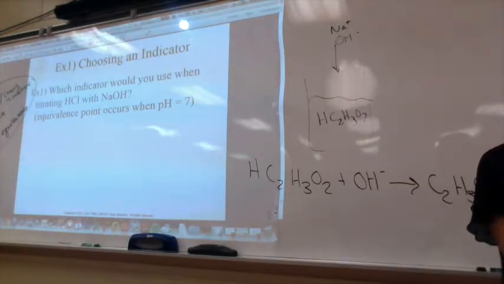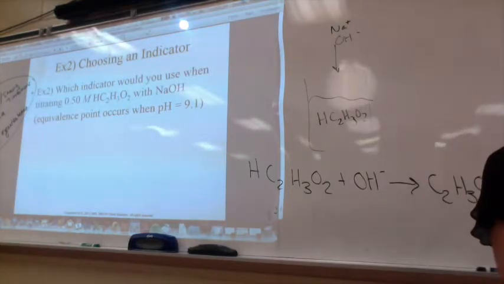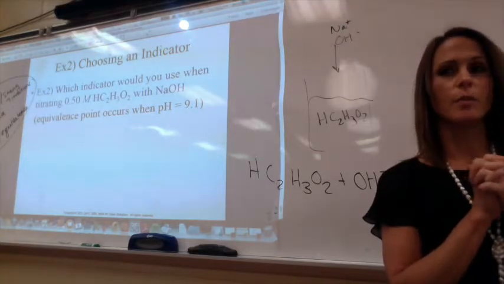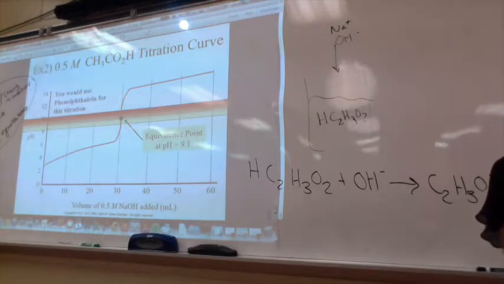Okay, so which indicator would you use when titrating HCl with NaOH? We just said bromothymol blue, right? So it's going to be yellow up until 7 and then change to blue once it turns 7. Which indicator would you use when titrating this acid with sodium hydroxide? Equivalence point occurs around 9.1. So look back at the list. Phenolphthalein. It's clear before that, turns pink after that.